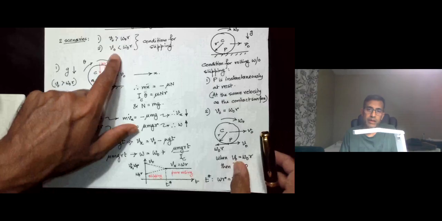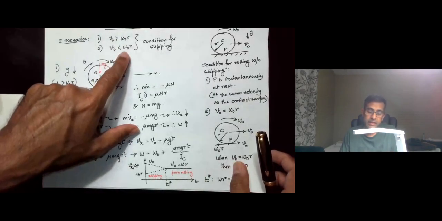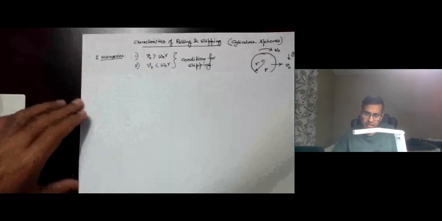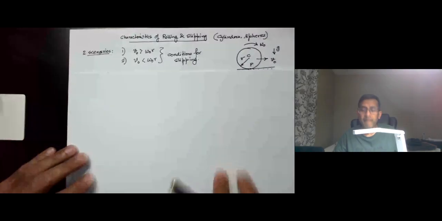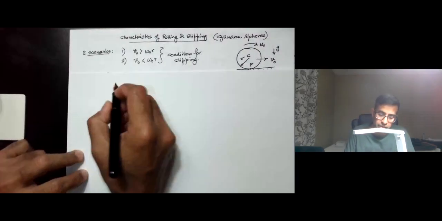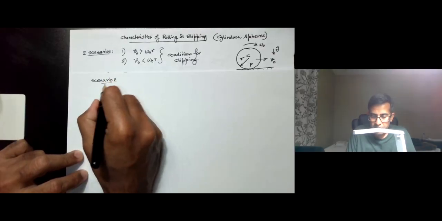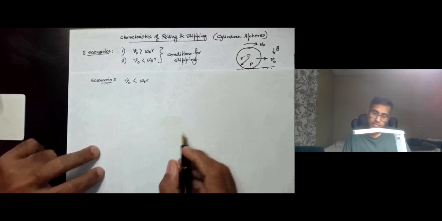So in this video, we are going to take the second scenario, where the initial linear velocity is less than the initial angular velocity times r. So let's look into that scenario, and we'll contrast it with the first scenario that we have considered. So now we are going to consider scenario 2, and here V0 is less than omega naught R, right?